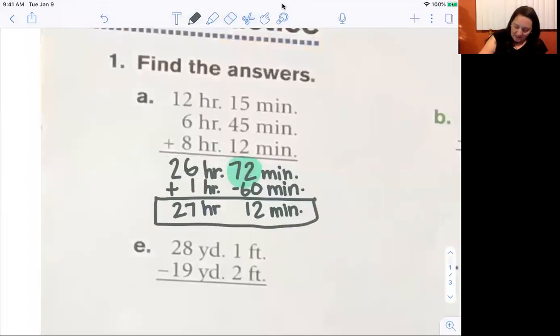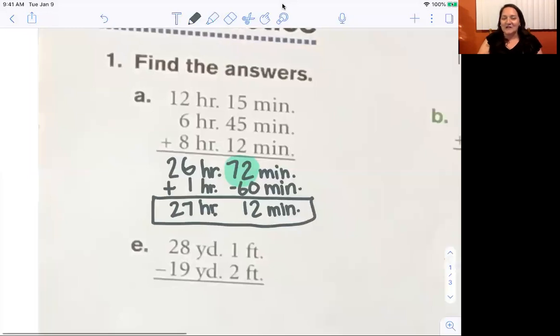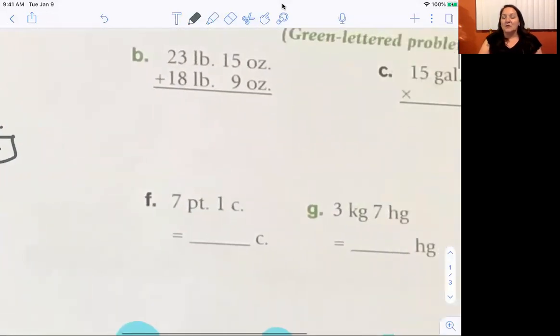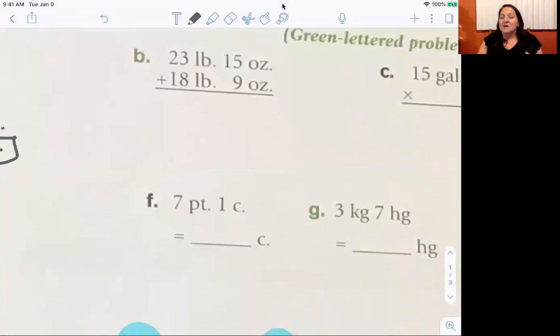Okay, it's working. Okay, let's move on to letter B. So we're doing the same thing here. We're adding again. 23 pounds, 15 ounces, plus 18 pounds, 9 ounces. When we add, all we do is add the columns up and then transfer if we need to, or convert measurements if we need to. So 15 plus 9 is 24 ounces. 23 plus 18, 3 plus 8 is 11. 1 plus 2 plus 1 is 4. So I have 41 pounds, 24 ounces.